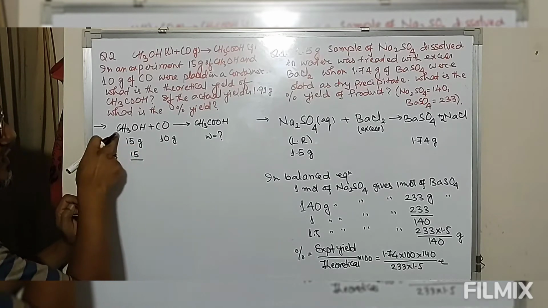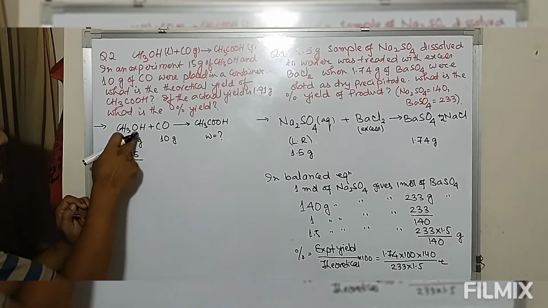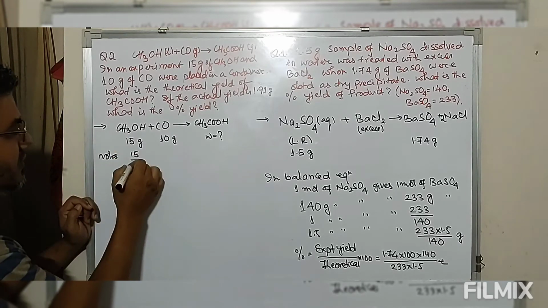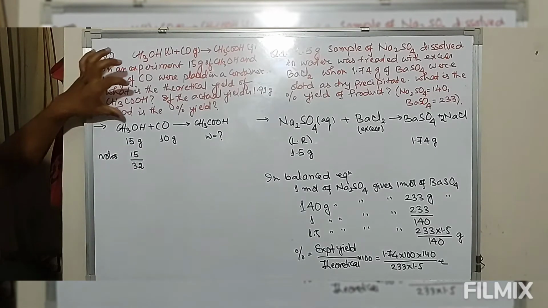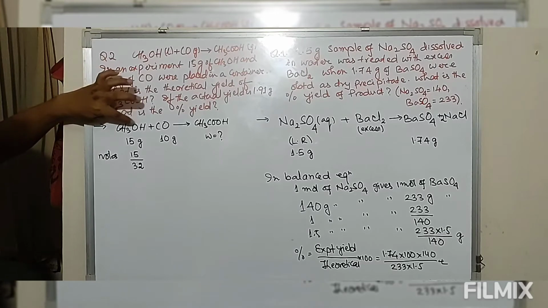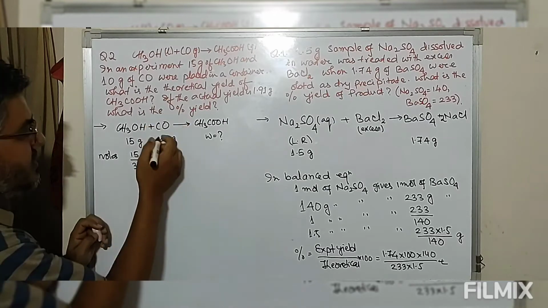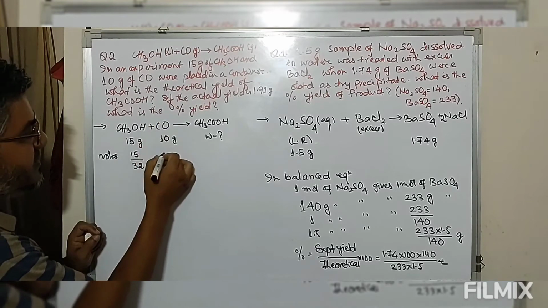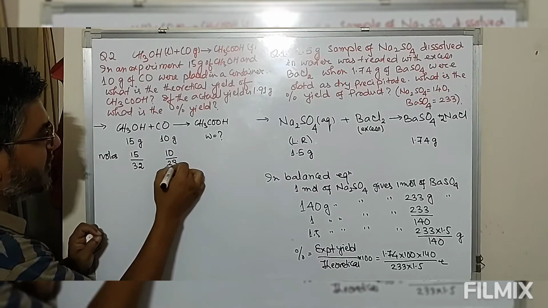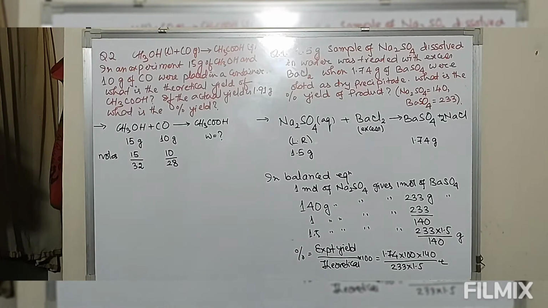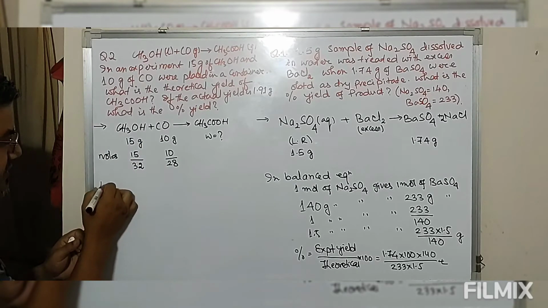So now look at this, we have 1 carbon, 1 oxygen, 12 plus 16, 28. So we have the gram molecular mass of CH3OH. Carbon is 12, oxygen is 16, 12 plus 16 is 28, 28 plus 4 from hydrogen, 32. Number of moles of carbon monoxide is 10 divided by 28. So this is the number of moles of carbon monoxide. Once we have this, we have to define the limiting reagent.